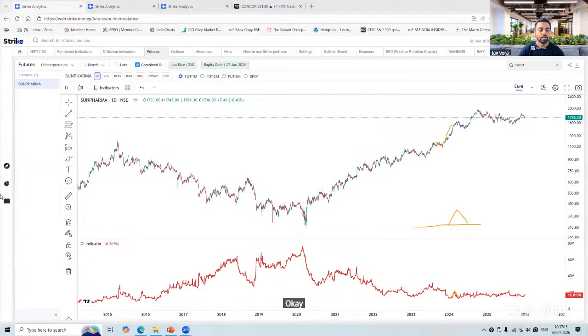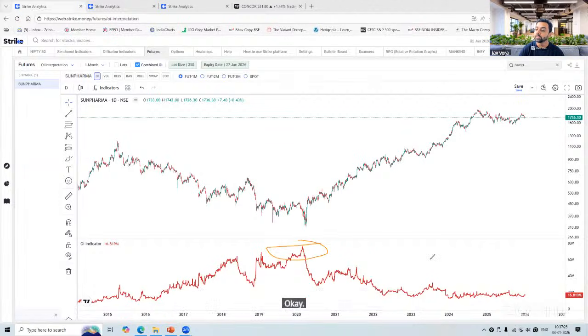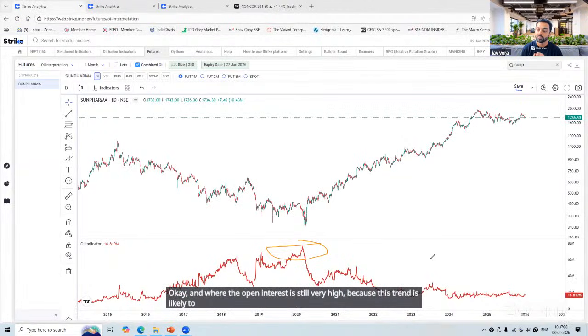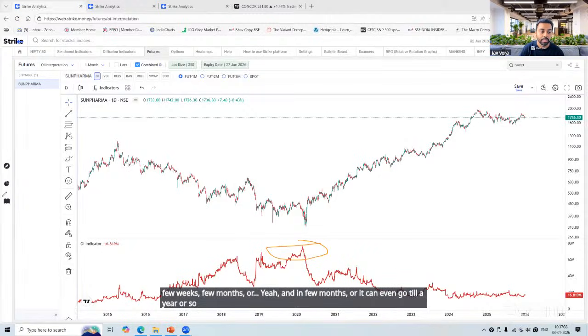Okay, so that's why, like I told you, you just need to identify where there are major shorts, and where the open interest is still very high, because this trend is likely to then pick up for the next few weeks, few months, or it can even go till a year or so. So that is the beauty of that.